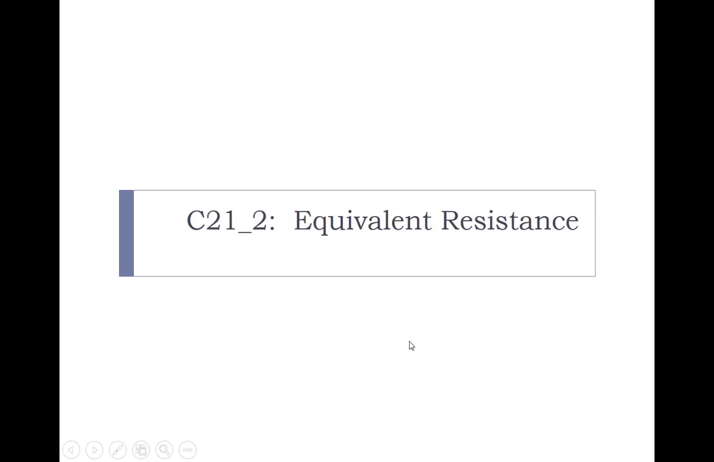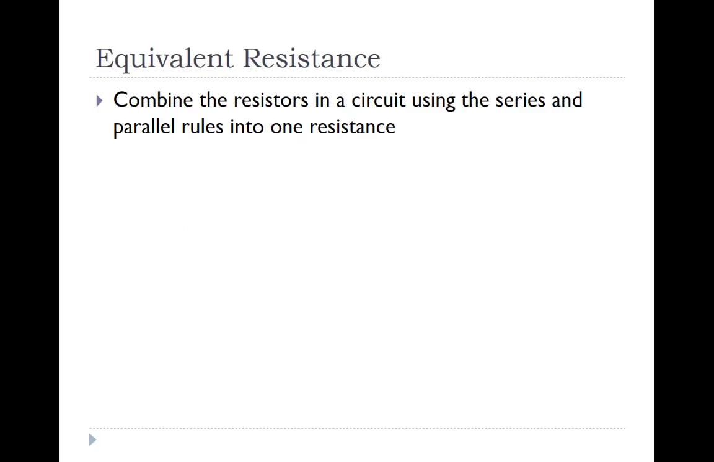In this section, we're going to be introducing the concept of equivalent resistance and using that to analyze very simple circuits. So, equivalent resistance. When you use equivalent resistance, you combine all the resistors in a circuit using the series and parallel rules down into one resistance for that circuit. This method of circuit analysis works when you have a single battery and resistors and nothing else.